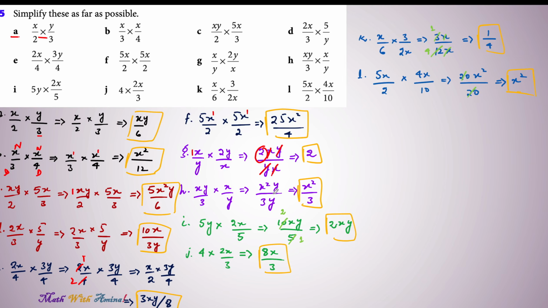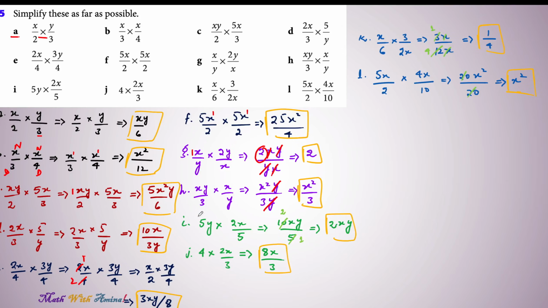We see if there is any further possibility of simplification. We have y once in numerator and once in the denominator. They cancel each other completely, so we will be left with x squared over 3 as the final answer. 5y multiplied by 2x over 5.